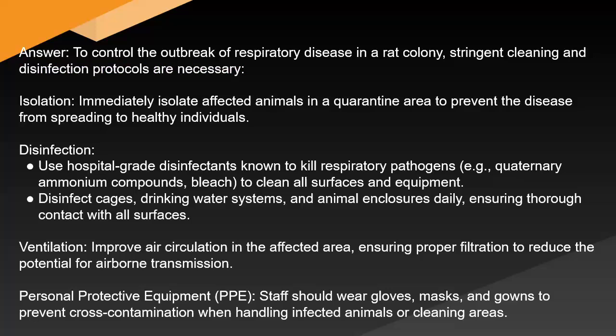Immediately isolate affected animals in a quarantine area to prevent the disease from spreading to healthy individuals. Disinfection. Use hospital-grade disinfectants known to kill respiratory pathogens, e.g., quaternary ammonium compounds, bleach, to clean all surfaces and equipment. Disinfect cages, drinking water systems, and animal enclosures daily, ensuring thorough contact with all surfaces. Ventilation. Improve air circulation in the affected area, ensuring proper filtration to reduce the potential for airborne transmission.